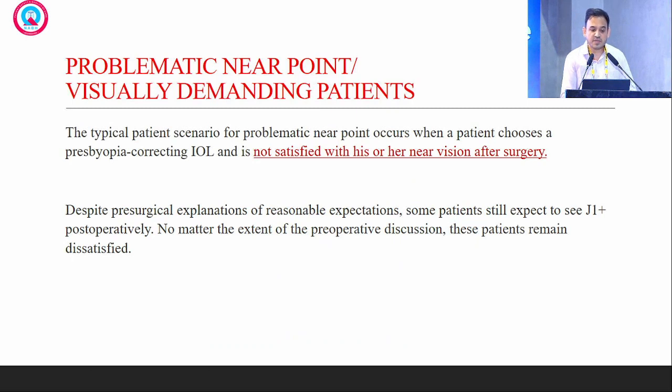Sometimes the patient is not happy in the postoperative period due to near vision. So for demanding patients, evaluation in the preoperative period is also very important.